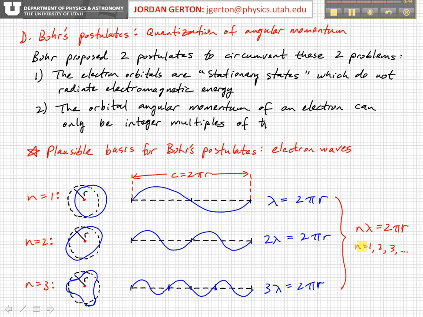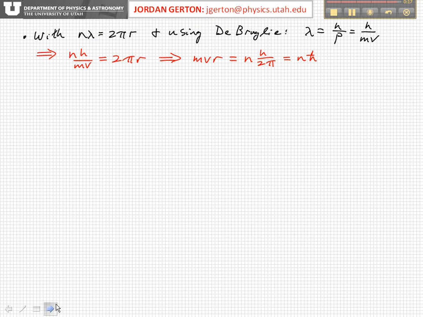Again, n can equal 1, 2, 3. So we've now quantized this matter wave, this electron wave in its orbit. And again, we can now identify this with n equals 1, this with n equals 2, and this with n equals 3. All right, and we can use this now to calculate the energies and the radii of the electron.